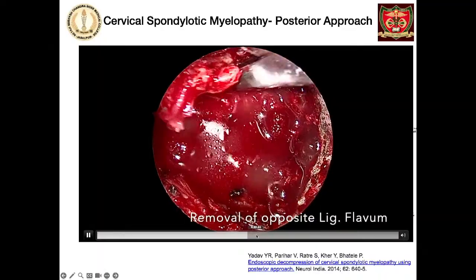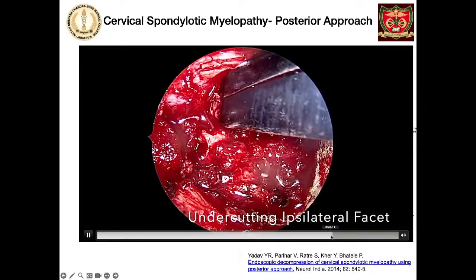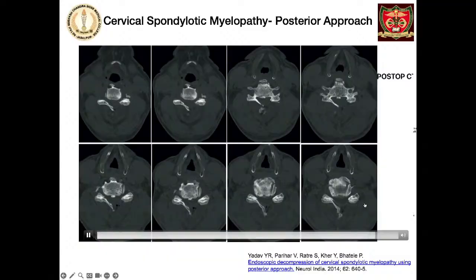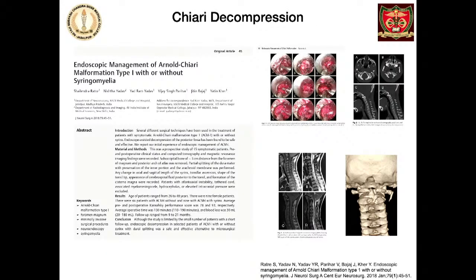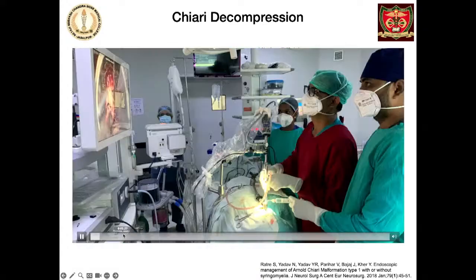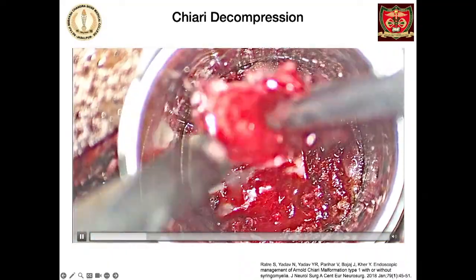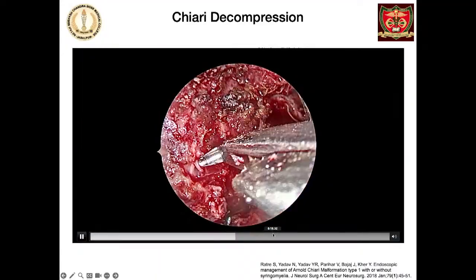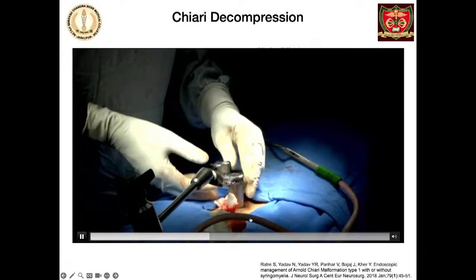This is another, if you require multi-level decompression with the same tube, one can take out the ipsilateral lamina and then carefully drill the opposite lamina with a very fine Kerrison punch. You can take out the, this is 4 level, but it takes time. The same tube has been utilized for Chiari decompression also.